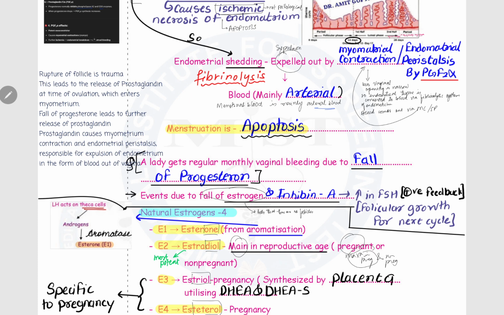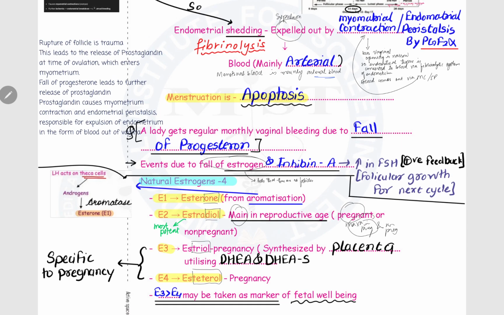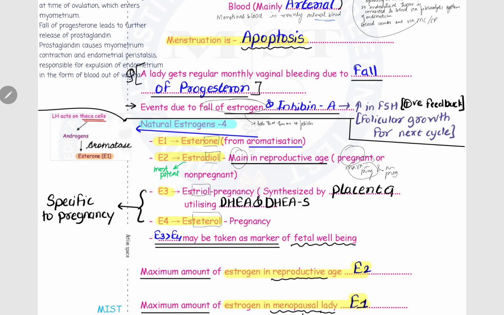A lady gets regular monthly vaginal bleeding due to fall of progesterone. Even it's due to fall of progesterone, estrogen and inhibin A, because as we studied, the corpus luteum is also secreting estradiol and inhibin A. So what will happen? We remember that estradiol and inhibin A were giving negative feedback to FSH. So there will be no one to give negative feedback to FSH. So FSH will increase, and now follicular growth for the next cycle will begin.